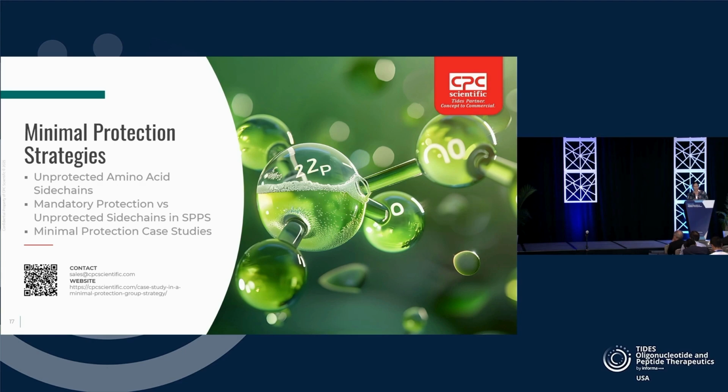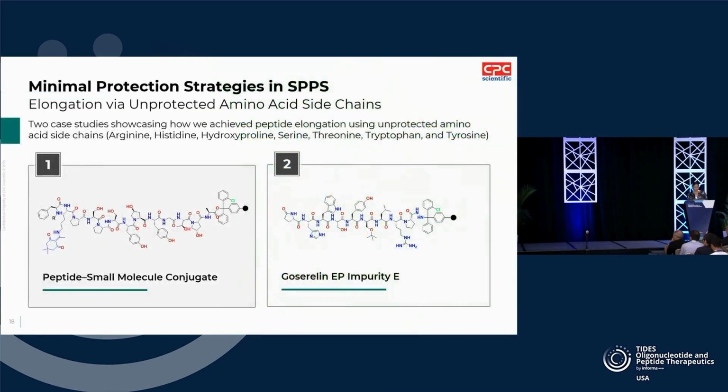So for sustainable peptide manufacturing, we're going to look at minimal protection strategies. As mentioned earlier, some of the amino acid side chains really require temporary protection groups in order to avoid side reactions. There are some amino acids that don't require any protection at all, so we'll take a look at these real quick. We're going to look at both of these.